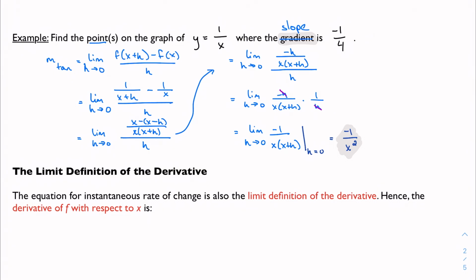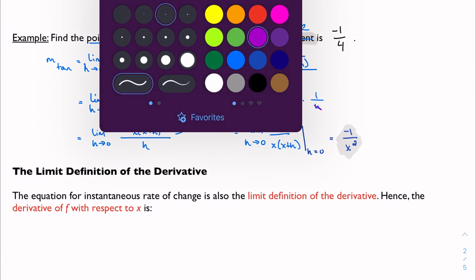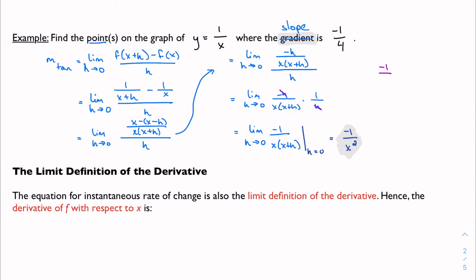Great, well I want to know what x values produce negative 1 over 4. So when is this expression true? Well, so when is x squared equal to 4? That's when x is equal to plus or minus 2.